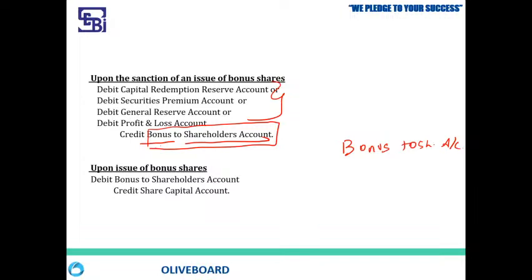If you ask, you always use the CRR and securities premium account first. Why? Because these two accounts have specific purposes. Securities premium can be used only for 6 purposes, and out of those 6, one of the purposes is bonus issue. General reserve and accumulated profits you can use for any purposes.